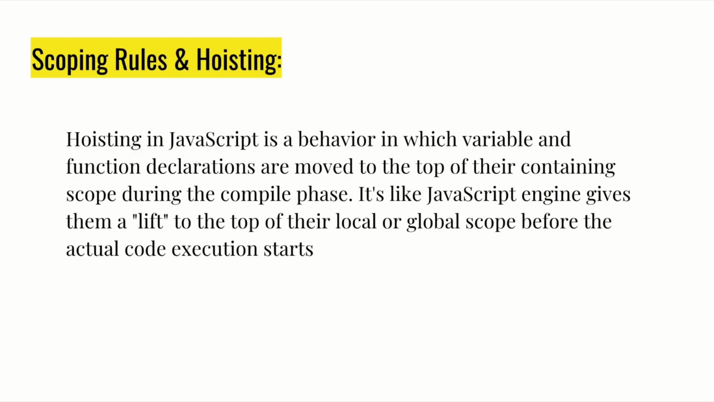Now let us discuss about hoisting and scoping behaviors in JavaScript. Hoisting in JavaScript is a behavior in which variable and function declarations are moved to the top of their containing scope during the compilation phase. It's like the JavaScript engine gives them a lift to the top of their local or global scope before the actual code execution starts.